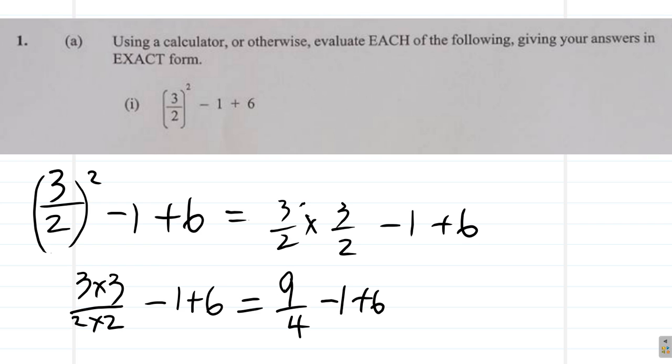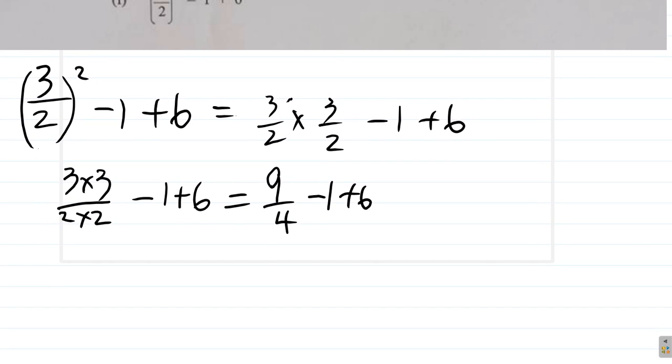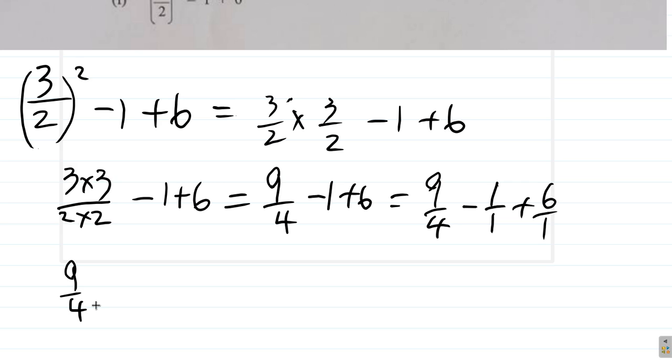Now, here, what you do? You have 9 over 4. Now, you have a fraction here. Just write the other parts as fractions. 1 is 1 over 1, plus 6 is 6 over 1. Alright? Now, using common denominators, what you can do is to say 9 over 4. Common denominators, 4 is the denominator. So you put everything over 4.